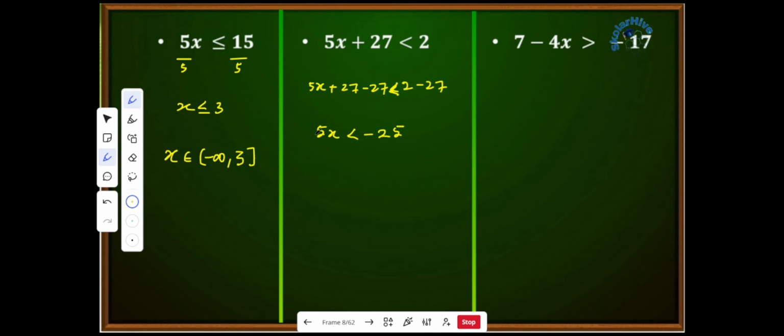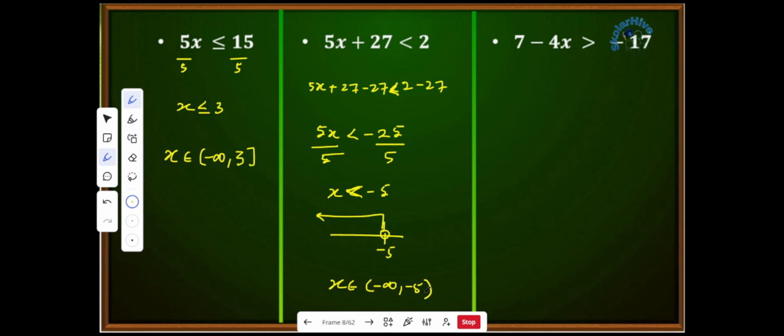Now we want to isolate x, and 5 is in multiplication, so we'll divide both sides by 5. That will give us x less than minus 5. It means the solution is all values of x which are less than minus 5. Minus 5 is here, and all the values of x less than that. As this is strictly less than, this point will not be included. So we can write it as x belongs to minus infinity to minus 5.